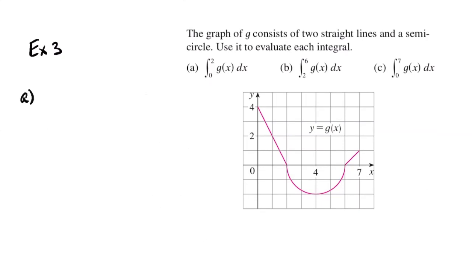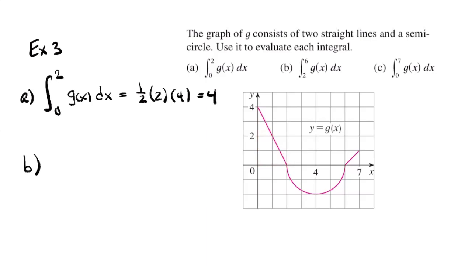So the integral in part A, the integral from 0 to 2 of g of x, since g of x is greater than or equal to 0 over that interval, is just the area under the curve. And the area under that curve is the area of a triangle, because that's a straight line segment. So what's the area of a triangle? Well, it's 1/2 its base times its height. So the integral from 0 to 2 of g of x dx is equal to 1/2, the base of that triangle is 2, the height of that triangle is 4, so we would just get 4 square units of area.